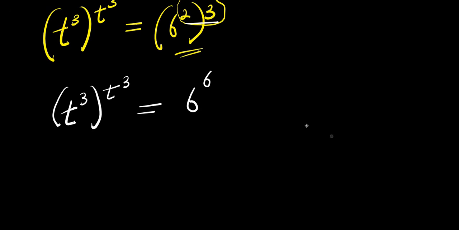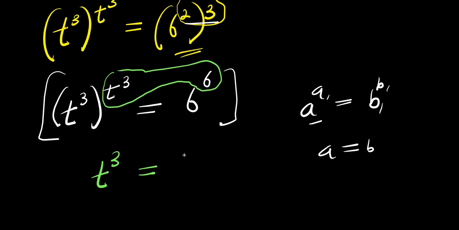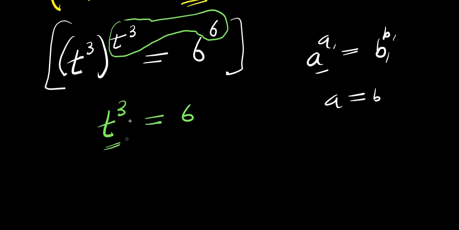So right now, if you have a to the power of a, and this equals b to the power of b, having it in mind that this and this are the same, this and this are the same, you can easily say that a equals b. So we are going to apply that same identity here. That means we are going to equate t^3 equals 6. So we have t^3 equals 6, meaning that we can easily solve for t.